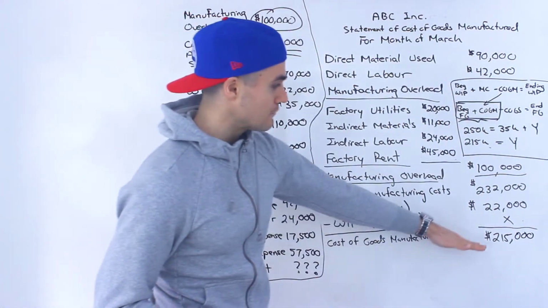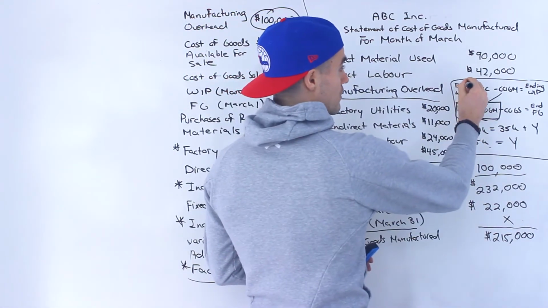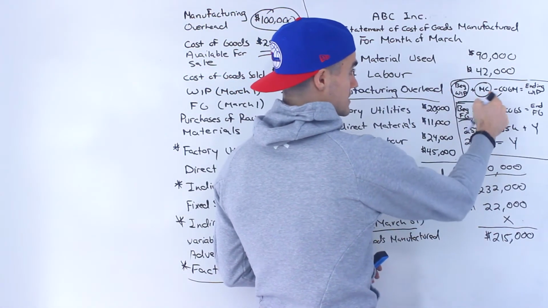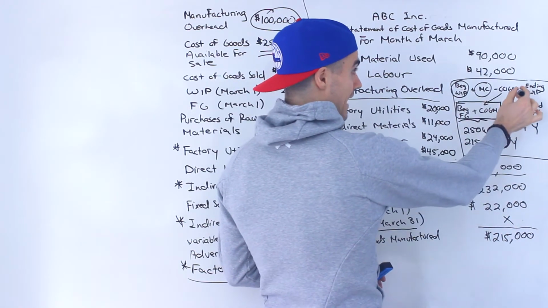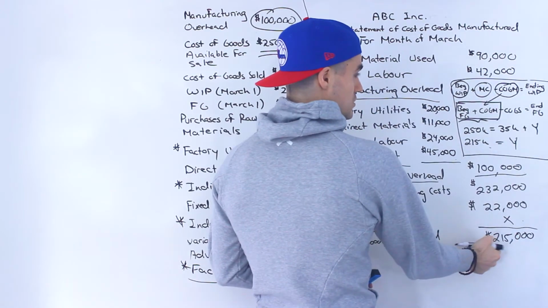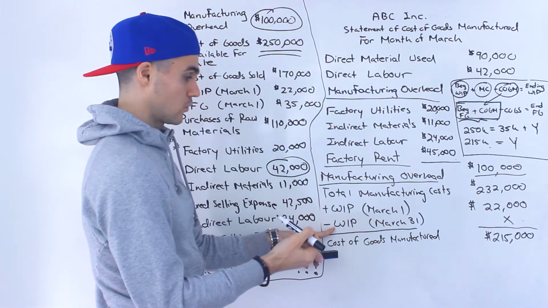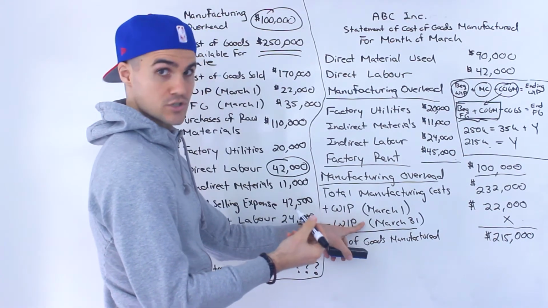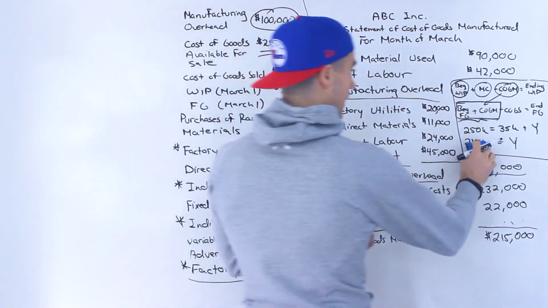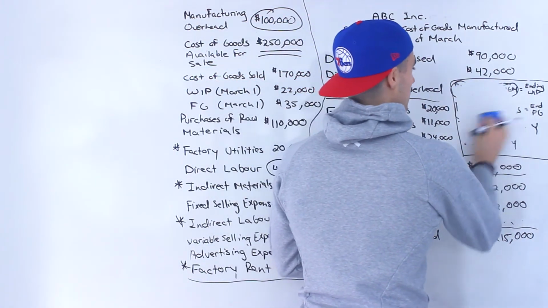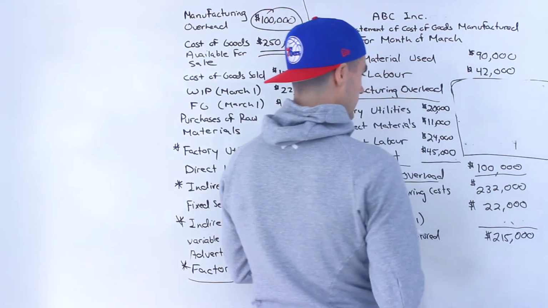And now that we have this number, we could actually solve for this X, because now we have the total manufacturing cost, which was the 232,000. We have the cost of goods manufactured, which is the 215. We could solve for that ending work in process, which is going to be on March 31st. And so when we solve for that, let me erase all of this here, give myself some room for this side work.